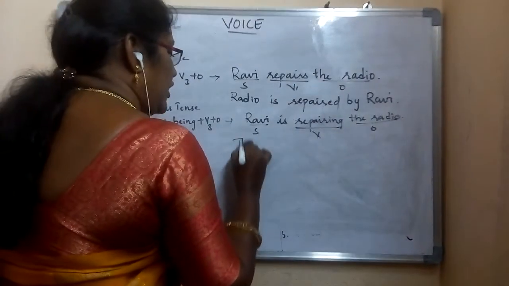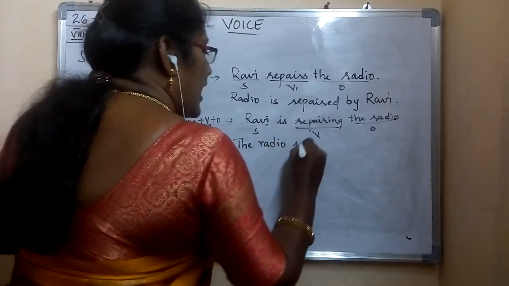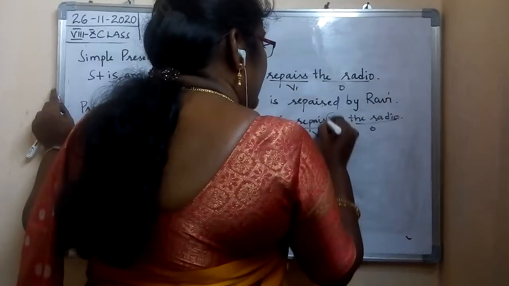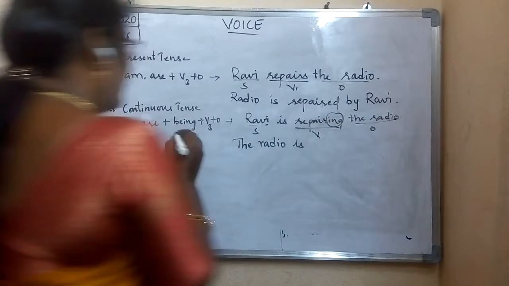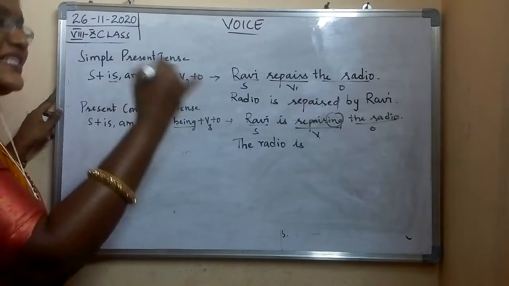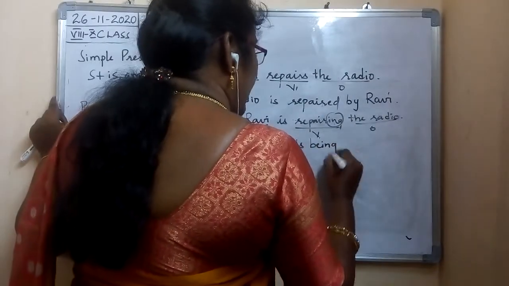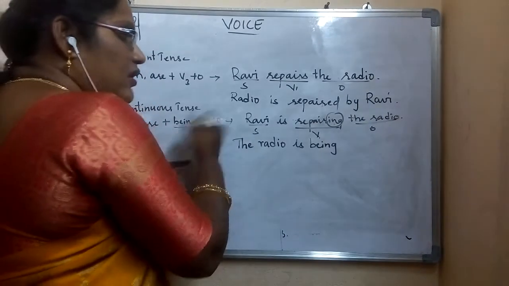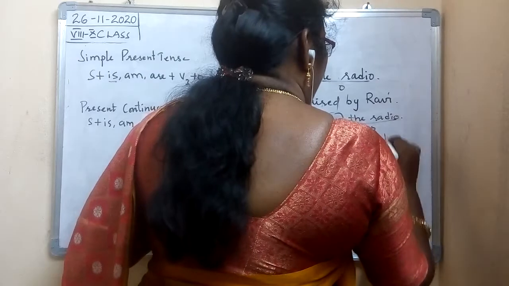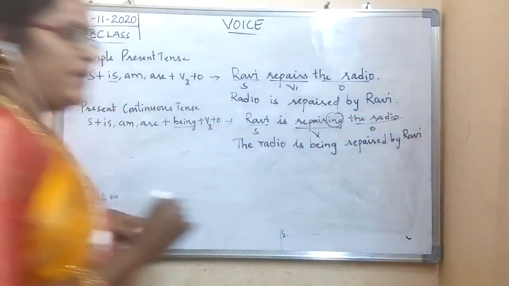Okay, so the radio is singular, so you are using is. The radio is. When it is ing form, it becomes what? Being. Being plus V3 form. So the radio is being. V3 form is what? Repaired. Being repaired by Ravi. The radio is being repaired by Ravi.